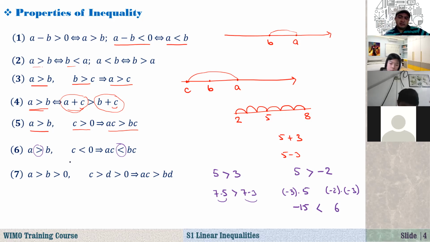And the last property is, if A is greater than B and B is greater than 0, and C is greater than D and D is greater than 0, then AC should be greater than BD. That means we are talking about 4 numbers. We know that A is greater than B, C is greater than D, right? So if you multiply the bigger number by the bigger number and the smaller number by the smaller number, the product of the bigger numbers will be greater than the product of the smaller numbers.